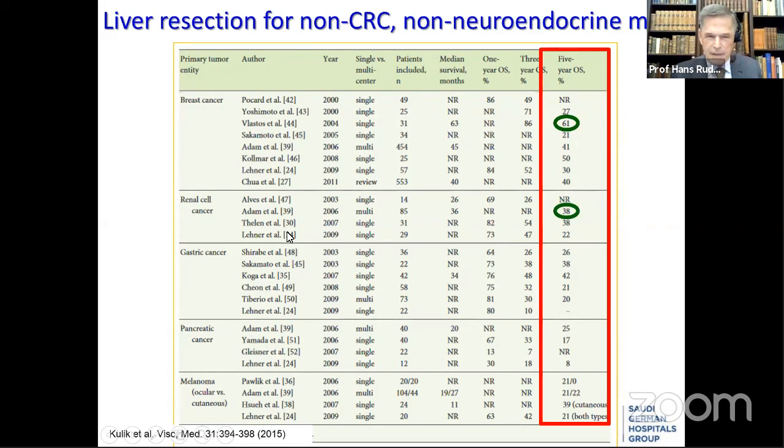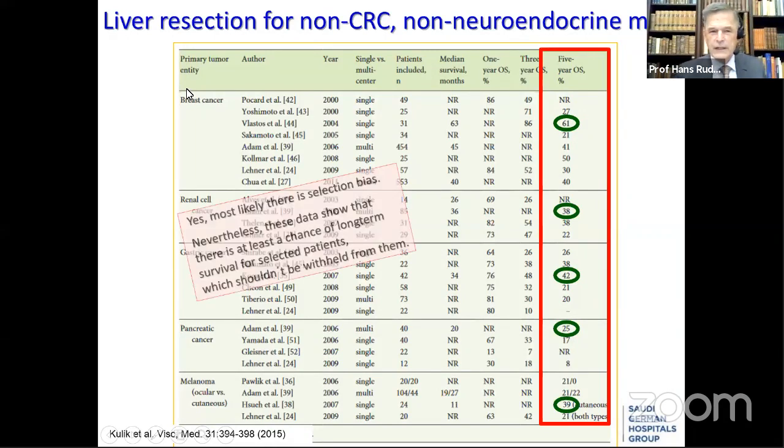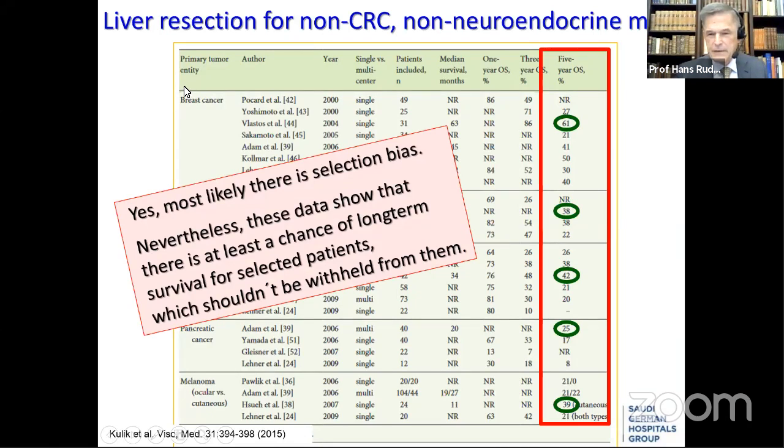In renal cancer, from Adam in France, 38%, gastric cancer 42% at best. Even pancreatic cancer, there was a study with 25%, or here in melanoma 39%. Again, you would say this is selection bias. Yes, again, yes, but if you do this selection in a good way, then you can help at least a good portion of these patients. And I would say you shouldn't withhold this therapy from patients who are suitable to be operated.